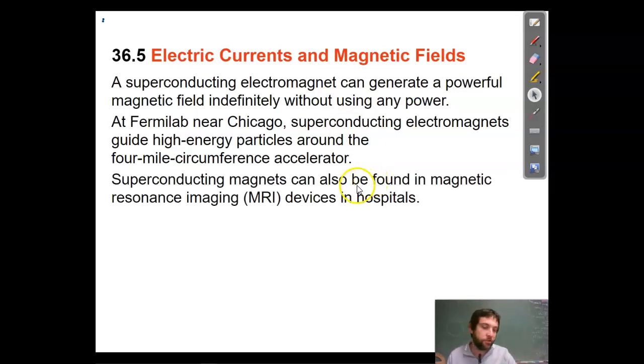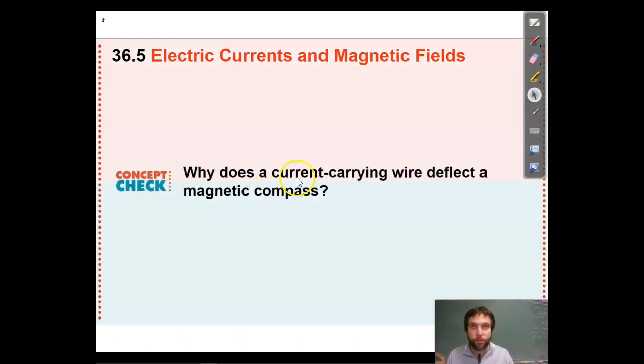Superconducting magnets can also be found in magnetic resonance imaging, MRIs. Some of you may have had MRIs. That M is magnetic, just using a superconductor. Why does a current-carrying wire deflect a magnetic compass?